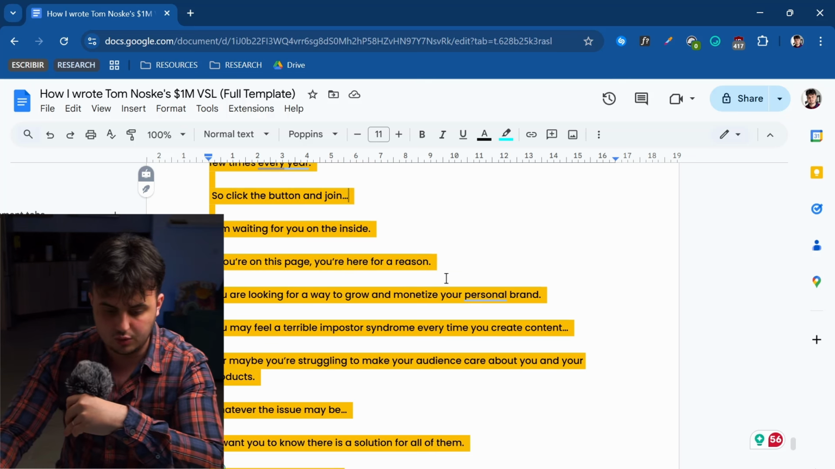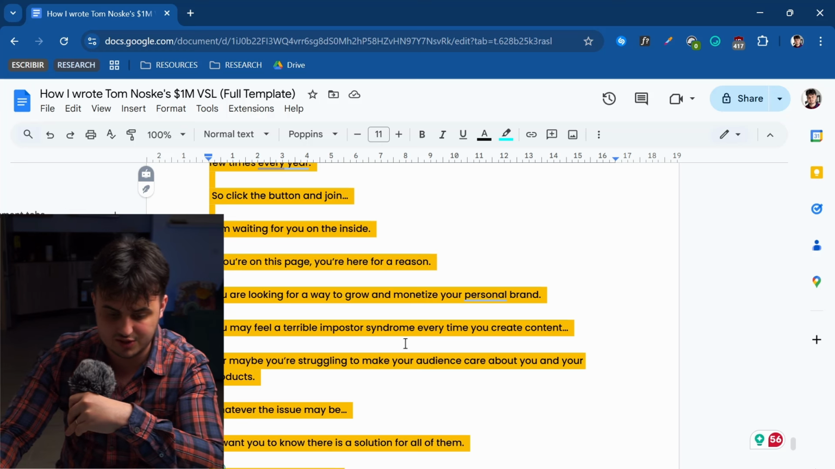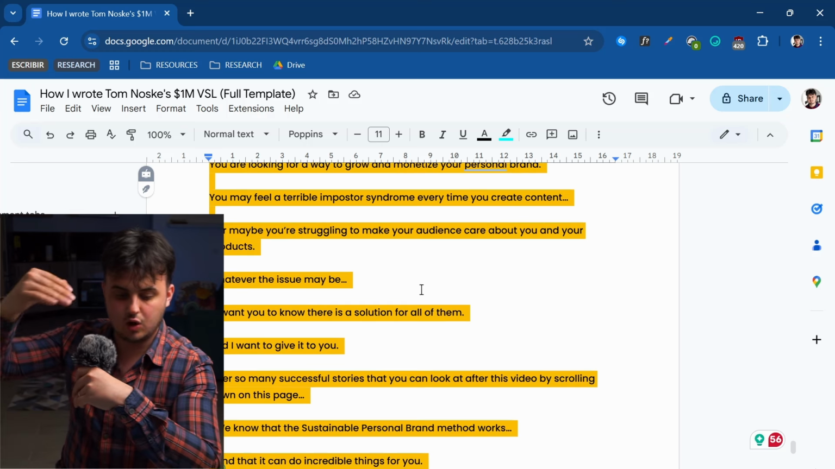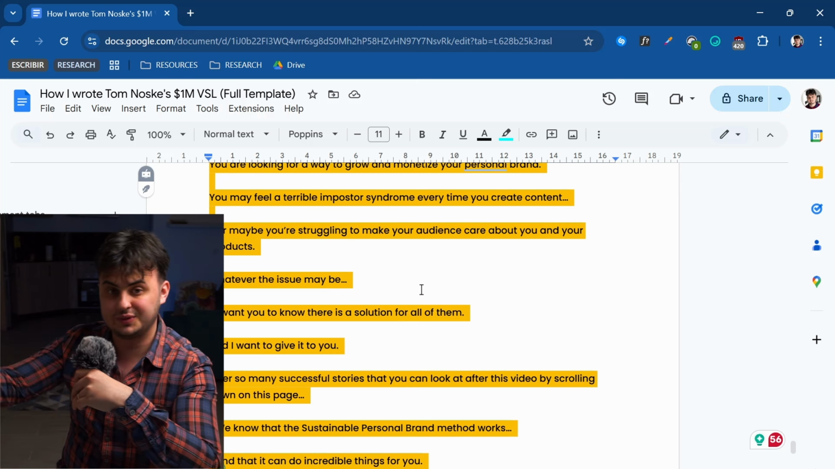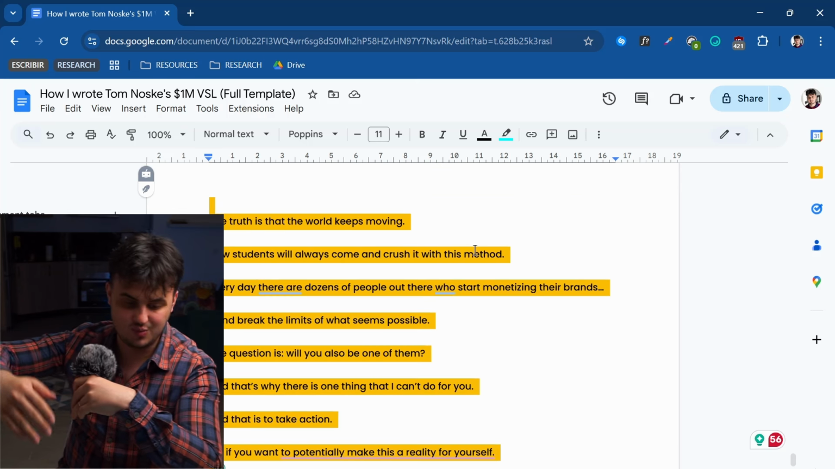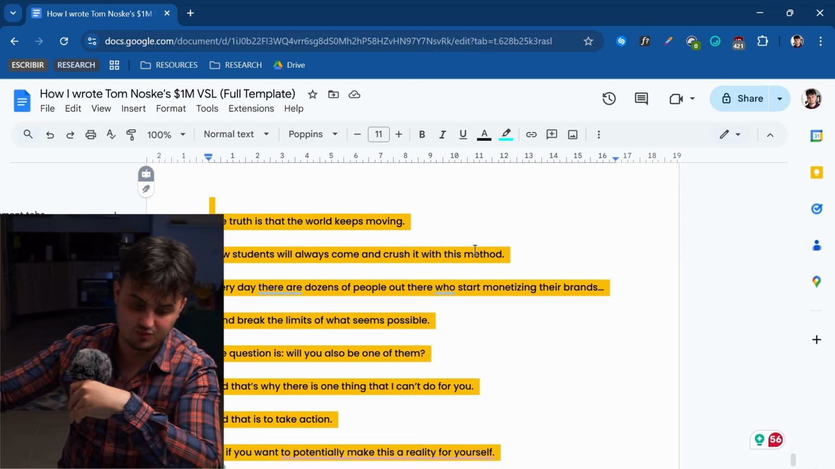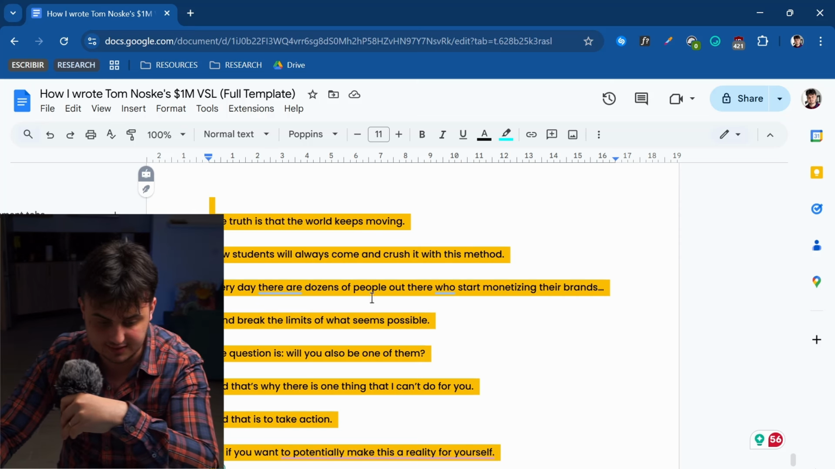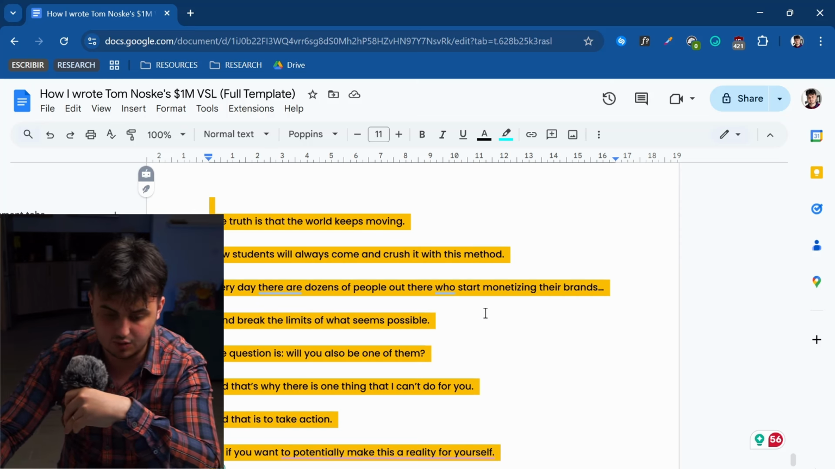If you're on this page, you're here for a reason. We're looking for a way to grow and monetize your personal brand. You may feel a terrible imposter syndrome every time you create content. We're breaking all the objections, and we're showing them that there's a solution for this. And then we hit them with, the truth is that the work keeps moving. New students will always come and crush it with this method. Every day, there are dozens of people out there who start monetizing brands.